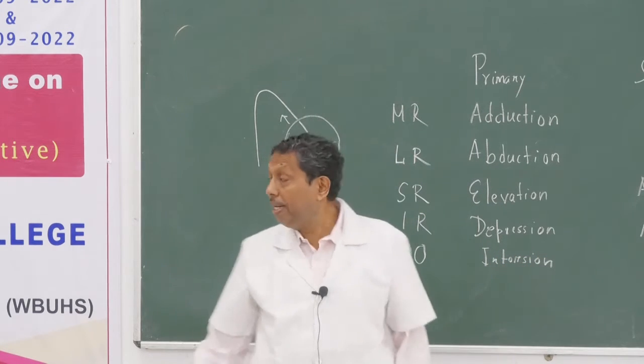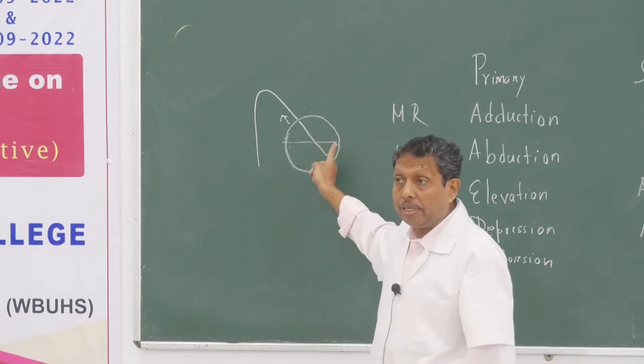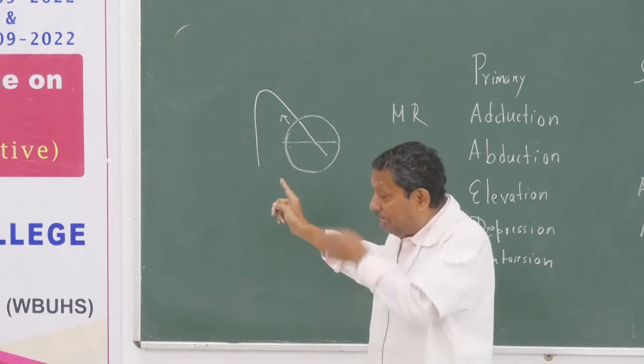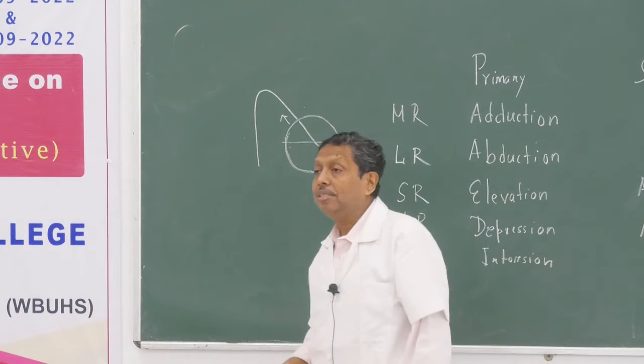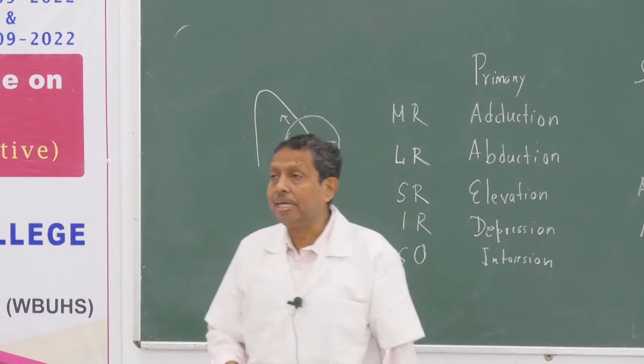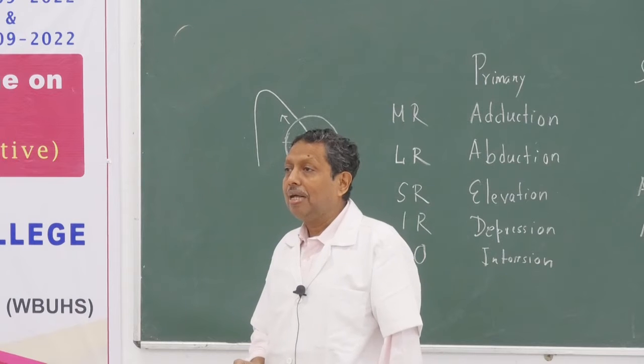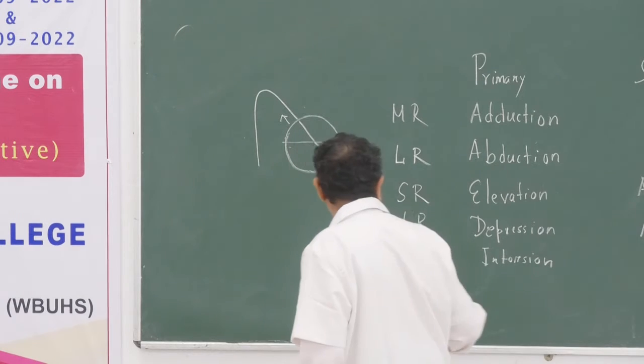And secondary movement, as it is behind the equator of the eyeball, what is the secondary movement? Secondary movement is to some extent abduction and depression.